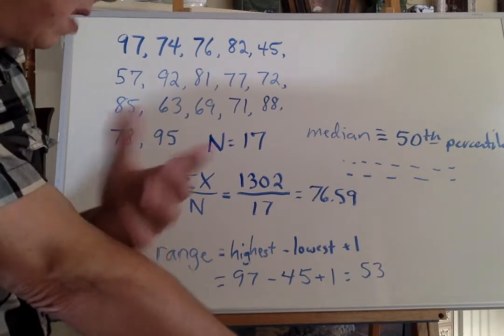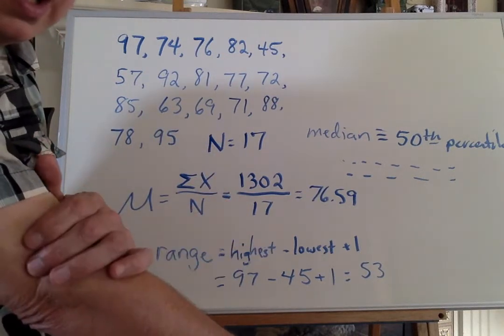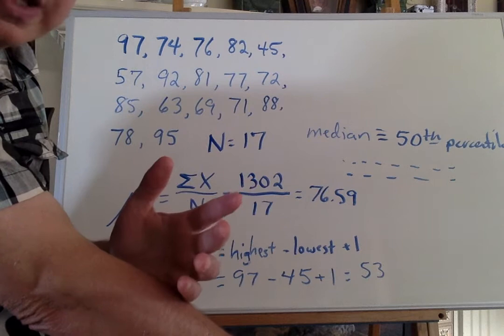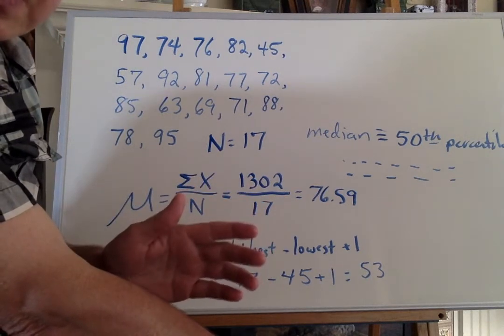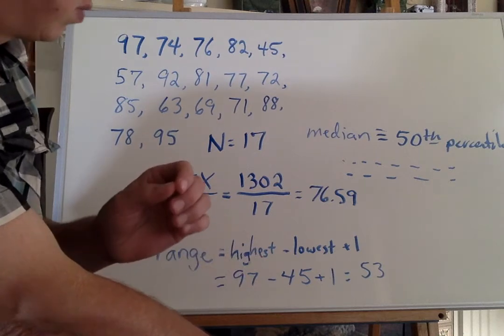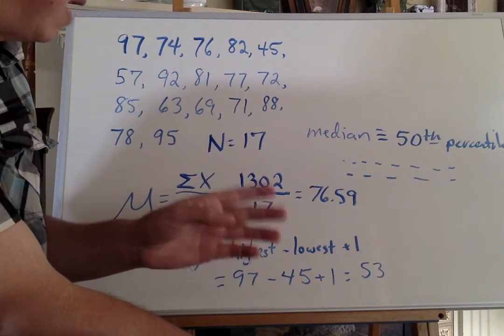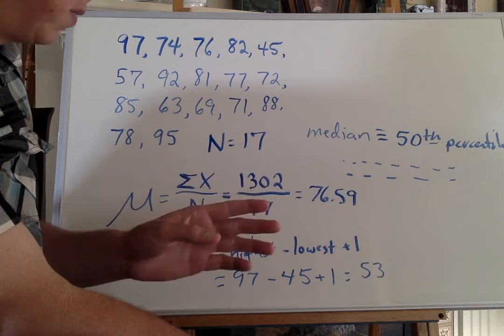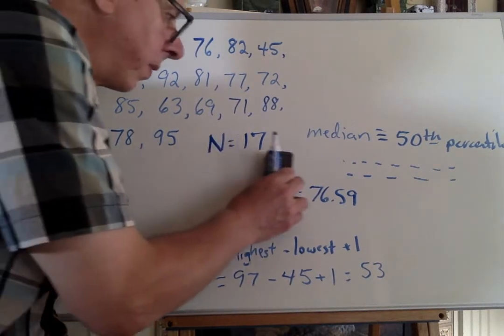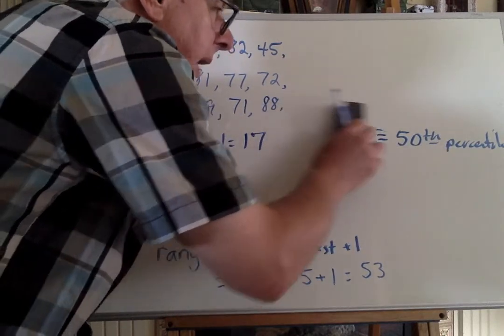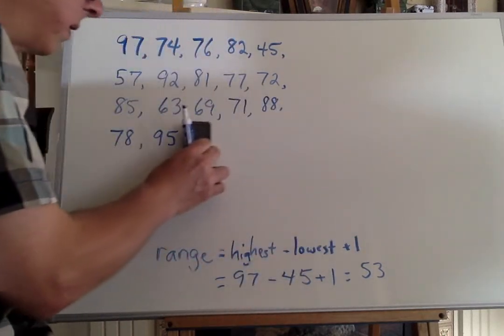Of course, in order to do that and to get a calculated median, I would want to set up my frequency distribution table. So that's what we're going to do next. We're going to set up our frequency distribution table. So I'm going to get rid of this. We'll get back to the median. I'm going to get rid of this for the moment.